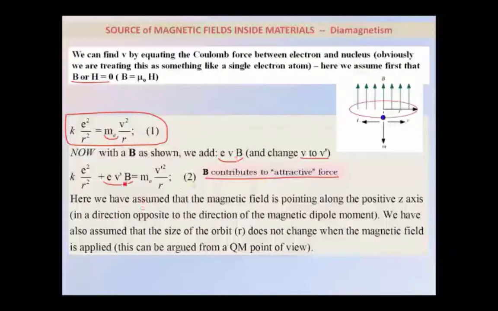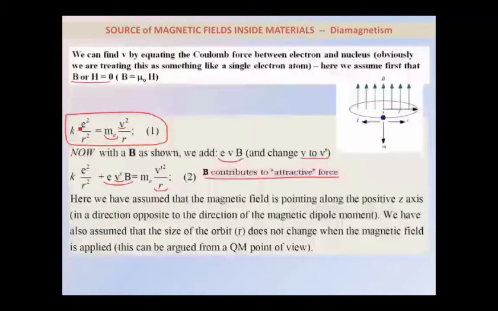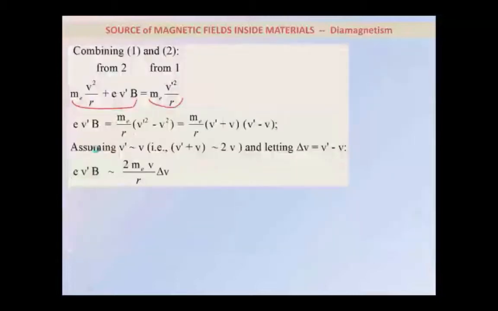If we put this term in, then we'll have a situation where we've applied B, and we're assuming that that does not change the radius of the orbit. And there are some quantum mechanical arguments that would be associated with that assumption. So look what we have here. We have two equations. One has a v in it, one has a v prime, and we're going to associate v prime and v with a change in velocity, delta v. So we combine these two equations. Here we have equation 2 and equation 1, which are both equal to the Coulomb force. So all we've done is solve this for the Coulomb force. We already have it here, and we set those equal to each other. And that gives us this equation here.